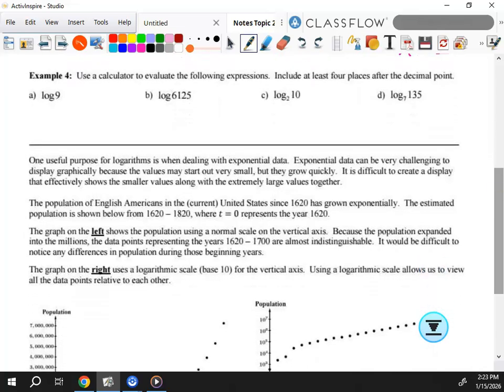So if I want the log of 9 in Desmos, I literally type log 9, and there's your answer. And that would give you 0.95424. And log of 6125 would give you 3.78710. If you have a base other than 10, you have to get a subscript.